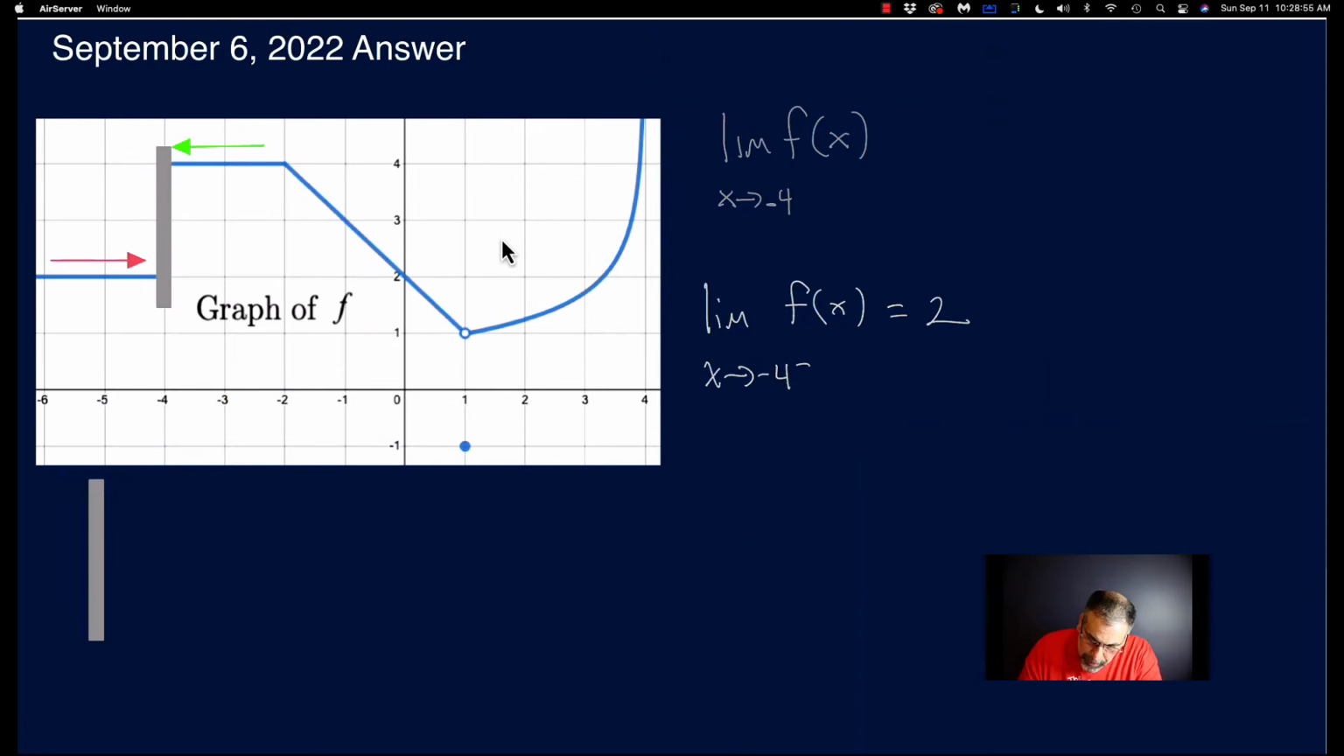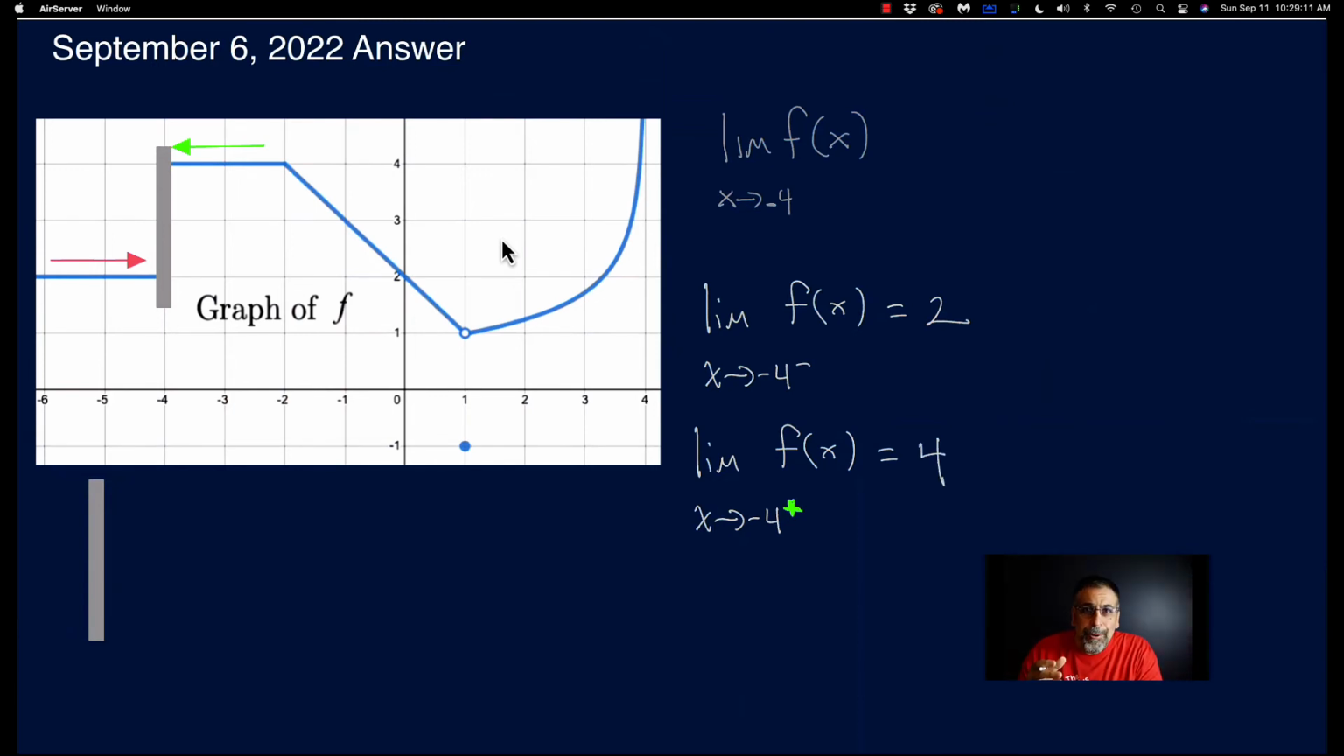So we're going to do the exact same idea, only this time we're taking the limit as we come from the right. So we have to change that notation. We have to make it -4 from the right-hand side. And the guess that we're going to make this time is 4.